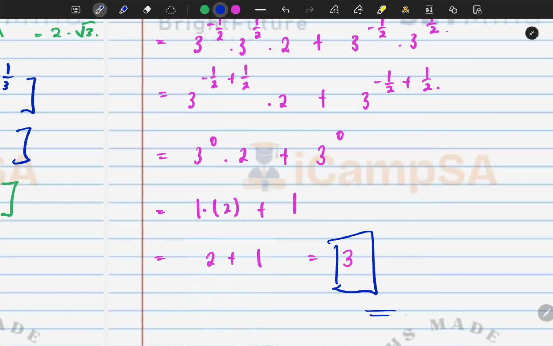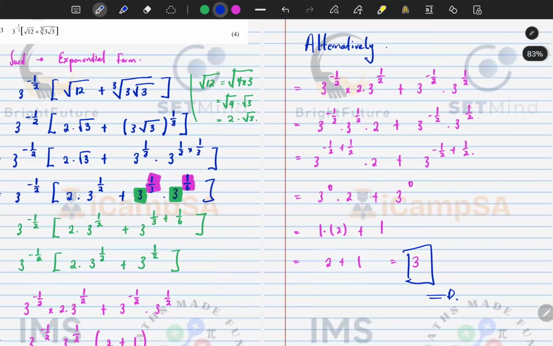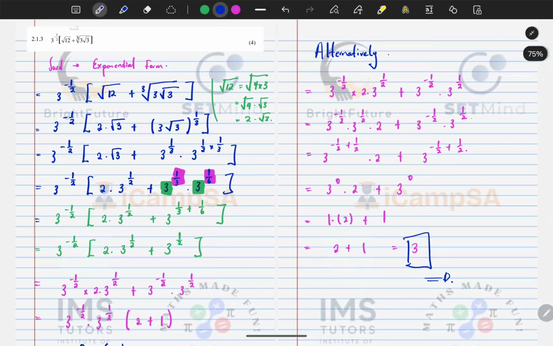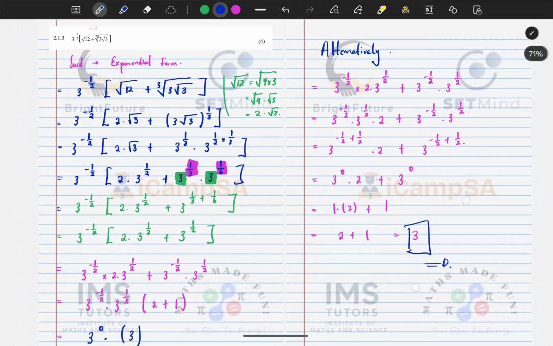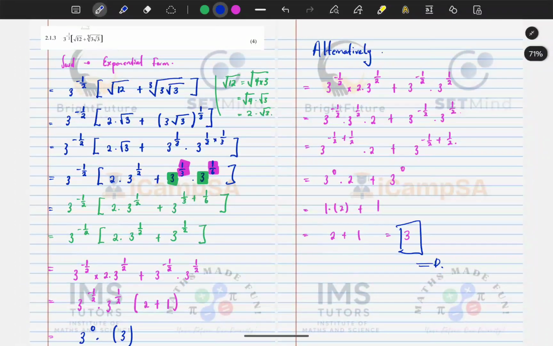So this is what you could have also done. It still solves the problem. Now let's move on to another problem.